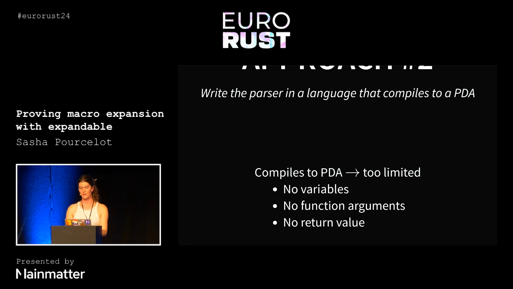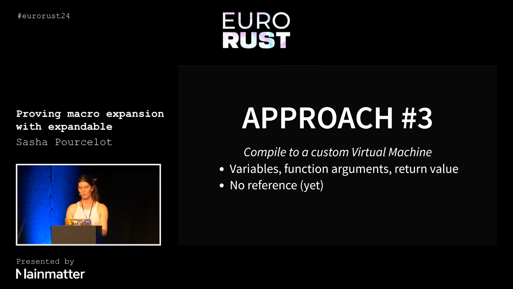For instance, it's very hard to model the notion of variables in a push-down automaton, which completely removes the idea of function arguments and return values. My third approach was to completely ditch the push-down automaton and instead build a custom virtual machine. This allowed me to quickly add support for variables, function arguments and return values. The only thing that is truly missing for now is the notion of reference to value, but this is something I could probably add.